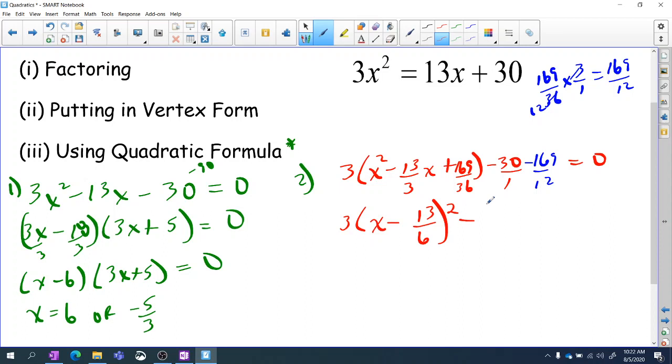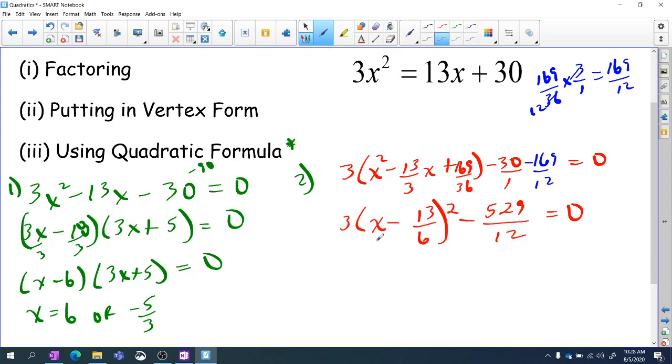Yeah, so it's going to be 529 over 12 equals 0. So right away you can see we're getting into stuff way more complicated than this. So certainly factoring would have been the strategy of our choice.